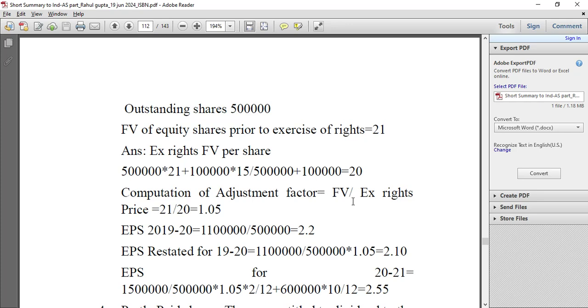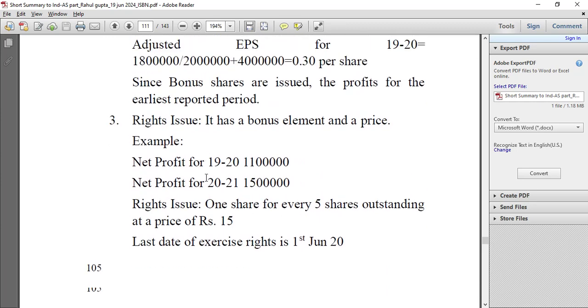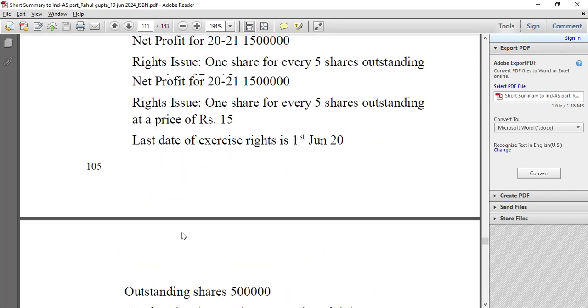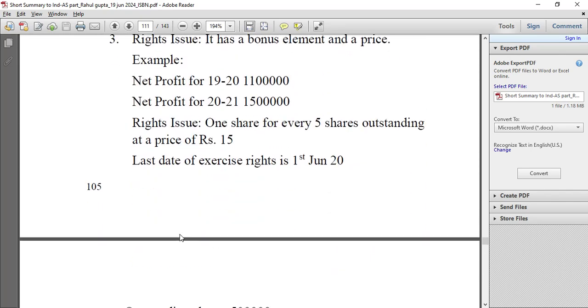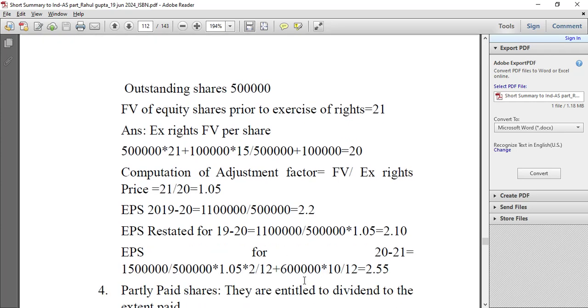Computation of adjustment factor: fair value divided by ex-rights price. Fair value price is 21. 21 divided by 20, which is the ex-rights fair value, that is 1.05. EPS of 1920 is 11 lakhs divided by 5 lakhs, that is 2.2. EPS restated for 1920 is 11 lakhs divided by 5 lakhs into adjustment factor 1.05, that is 2.10.